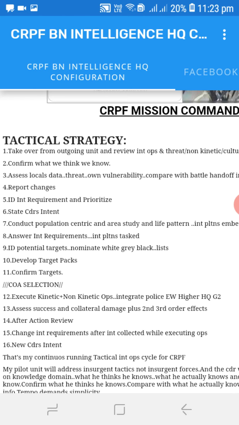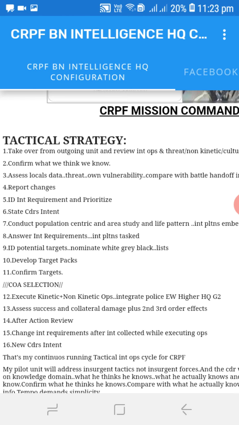Unless you have your own organic int unit, how can you integrate ops and int? They have to be a part of each other. Unfortunately, the army also sees them as separate. Int is always considered a discipline to support operations. Int is never considered to be a part of the operations. The int and operations dynamic is always ignored.